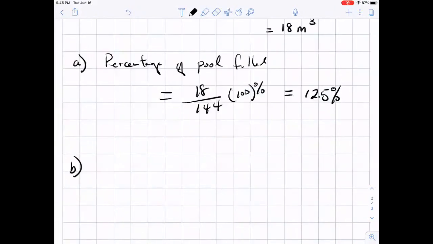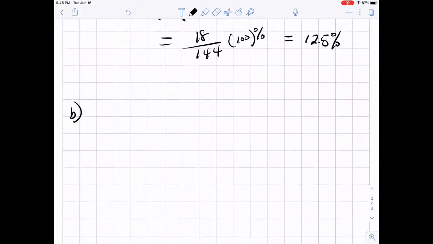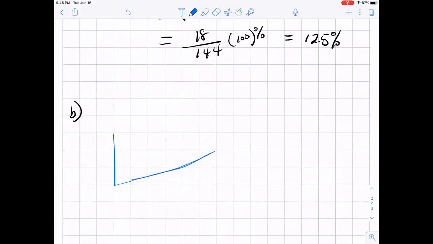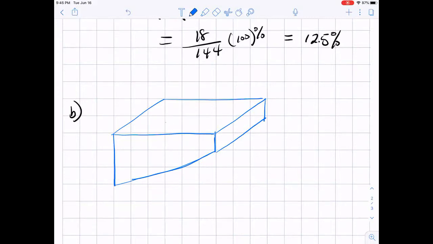So that's part A. Now let's draw a picture of this pool, because it's very important we understand what the picture is. I'm not a good artist, but we'll try. It's the bottom, it's the height, and our pool is out this way. And what's happening is that we have water over here right now. Okay, that's the water.